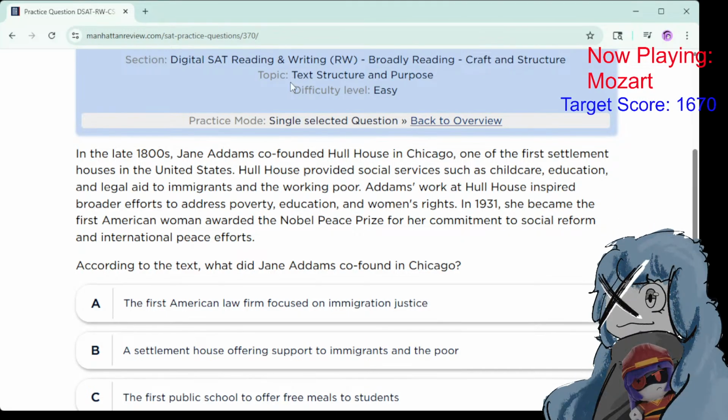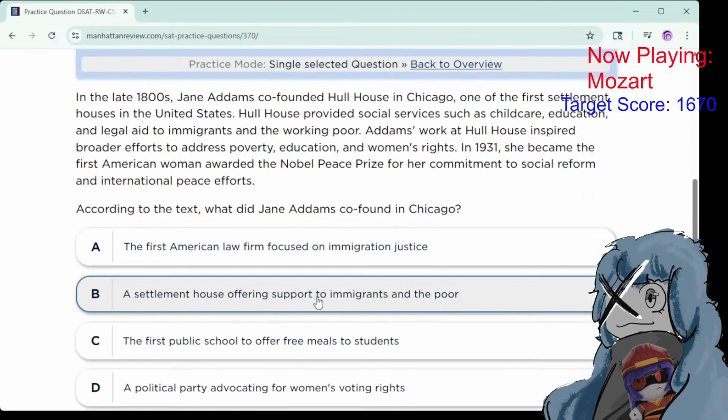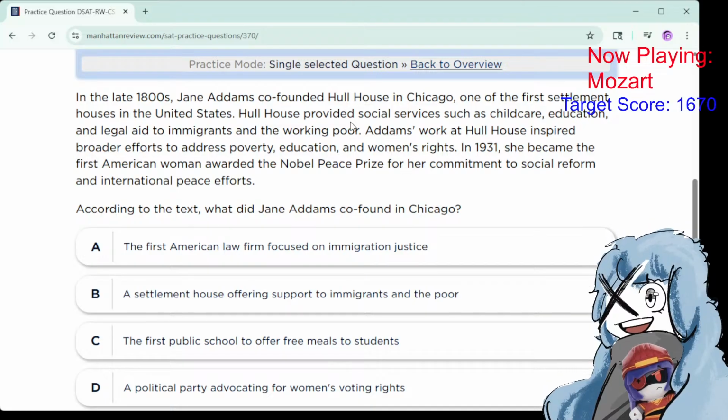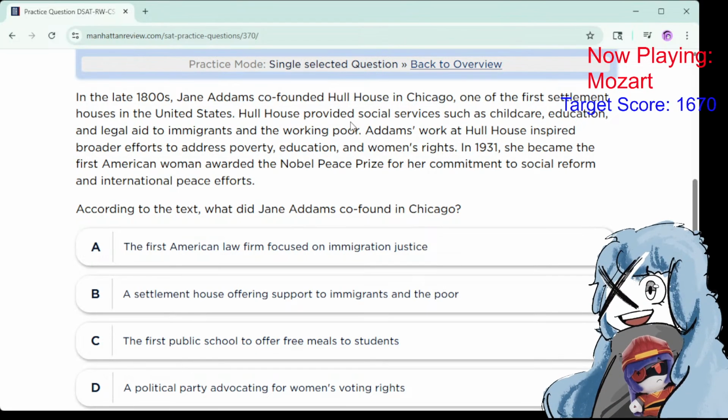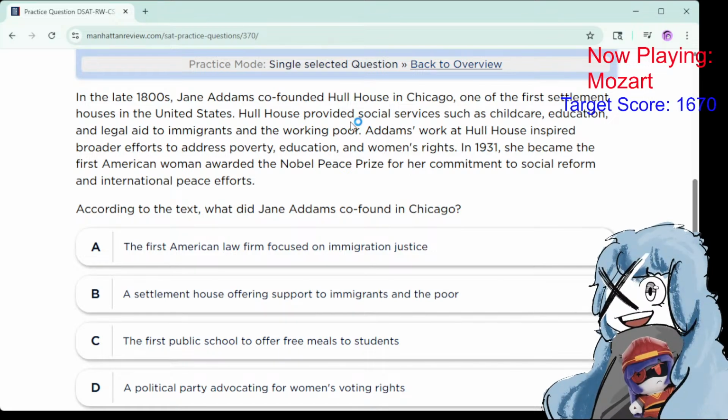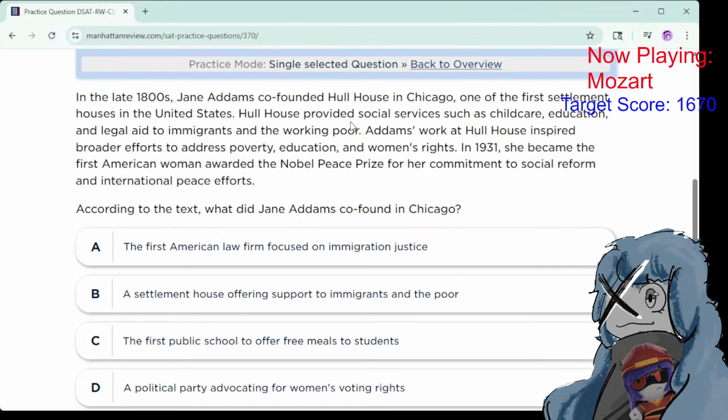The Hull House, one of the first settlement houses in the United States. Jane Addams, in the late 1800s, that's the Progressive Era. The Hull House is like the first settlement housing in America. Settlement houses provided social services such as childcare, education, and legal aid to immigrants and the working poor.